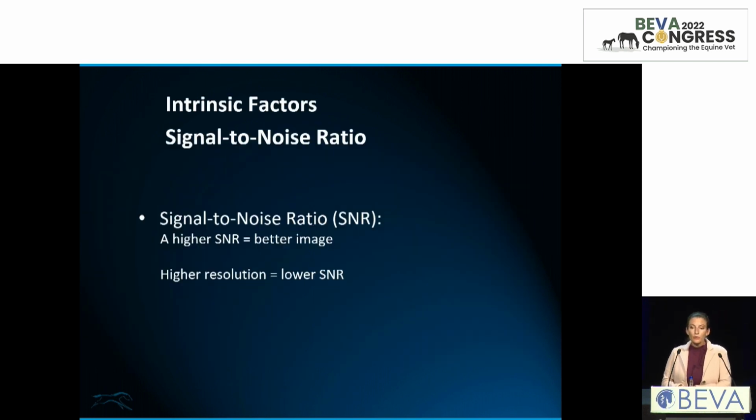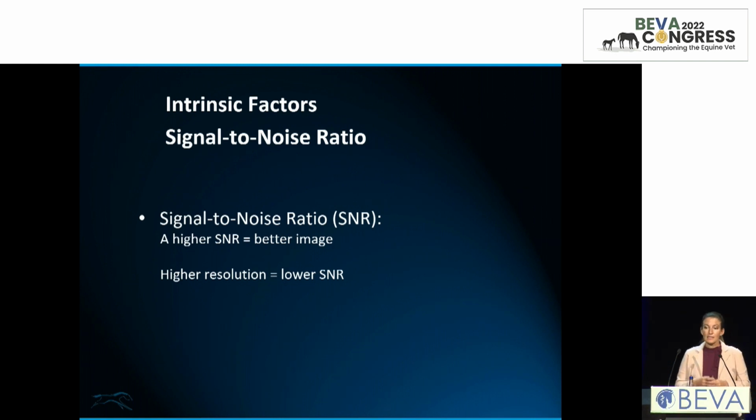Moving on, signal to noise. Well, there is always background noise, we can't get rid of that, but to get a useful picture, the amount of signal from the thing being imaged should be greater than the noise around it. So a higher signal to noise ratio means a better and more useful image. So there is more signal than there is noise.